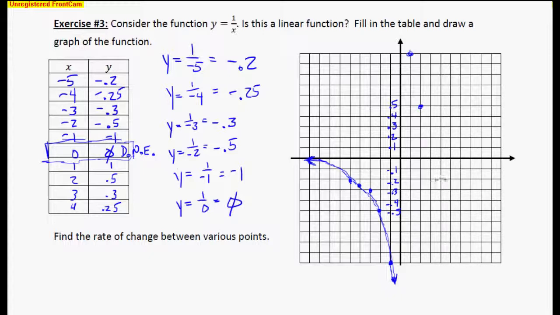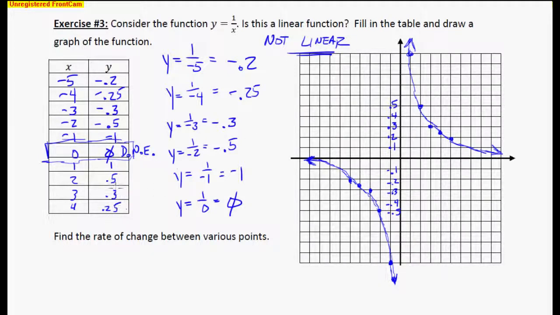And let's see, 3, 0.3 is going to be here. And what do we got? 4, 0.25, that's going to be about here. And then 5 would have been 0.2. And so you can see this is going to curve again. So is it linear? Even though it didn't have any x squareds, this is also not a linear function. Okay, so there you have it.